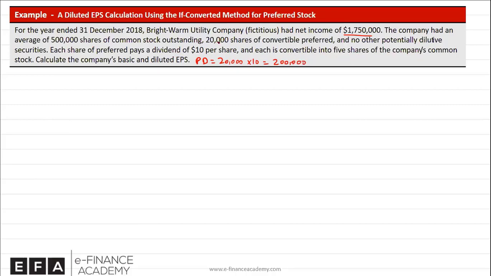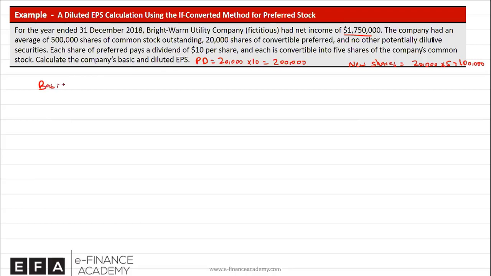And each is convertible into 5 shares of the company's common shares. So each one preferred share is converted into 5. That means 20,000 times 5. The new shares would simply be 20,000 times 5, which is equal to 100,000 new common shares. So this should be an obvious, simple conversion ratio given to us. Calculate the company's basic and diluted EPS.